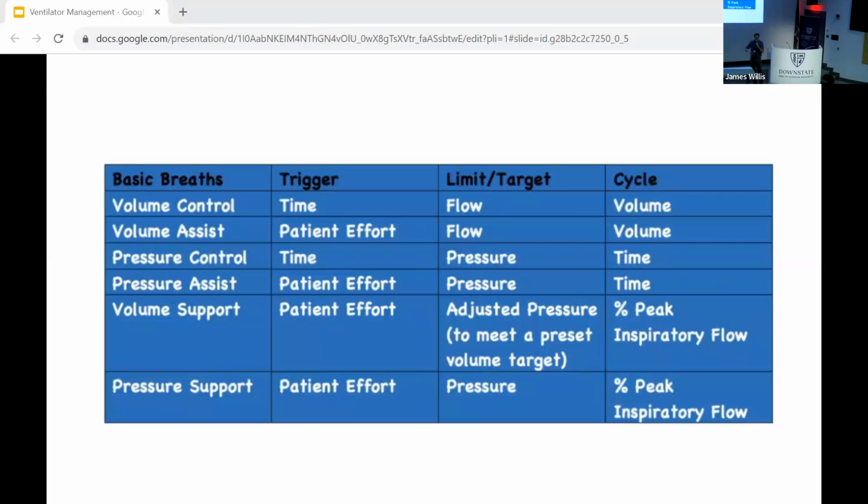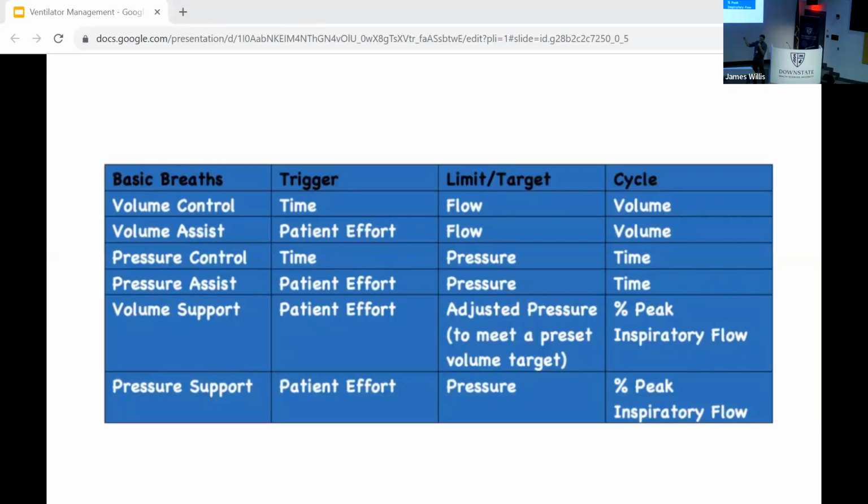Those were my notes. This is just a nicer table of exactly that. So that fellow was spot on in breaking it down for me in that way. Breath types have a trigger, a target, and the cycle is just another word for the terminator. Volume control breaths, volume assist breaths. That's when you plug in the volume. Who's the trigger? Either the ventilator or the patient.